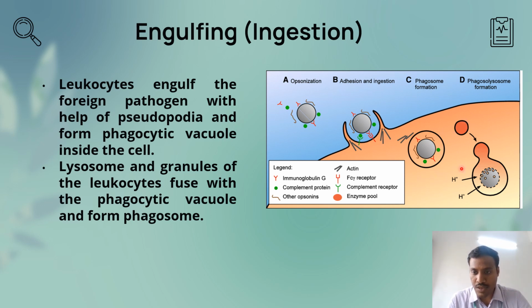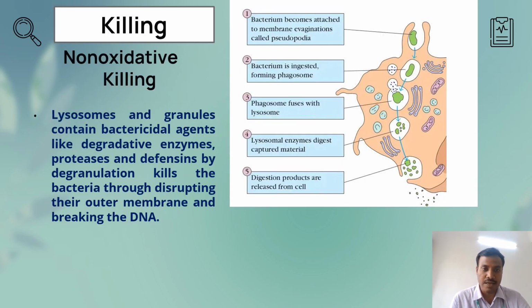The lysosomes and the granules present in the cytoplasm of the phagocyte attach with the vacuole and form the phagosome. Okay, the lysosome granules of leukocyte fuse with the phagocytic vacuole, and then they form the phagosome. The phagosome has both bacterial substances and also the fused vesicles of the lysosome and granules. The next stage is the killing or the destruction of the foreign pathogen.